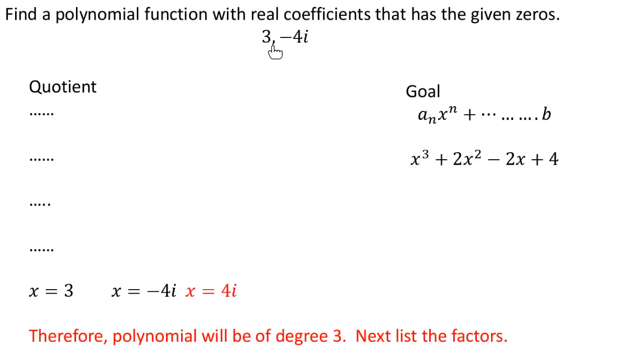So since I have two zeros here, we have 3 and -4i. -4i is an imaginary number, a complex number, and we know that they come in pairs. So x equals -4i, that means that the conjugate is going to also be a 0. So x equals 4i is the conjugate of -4i, and that's going to be a 0. So now I have 3 zeros. So I know that my degree is going to be 3. So we're going to list the factors.